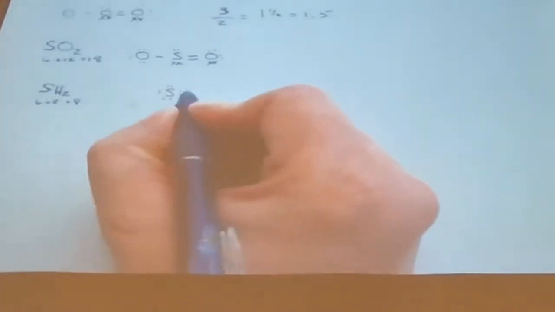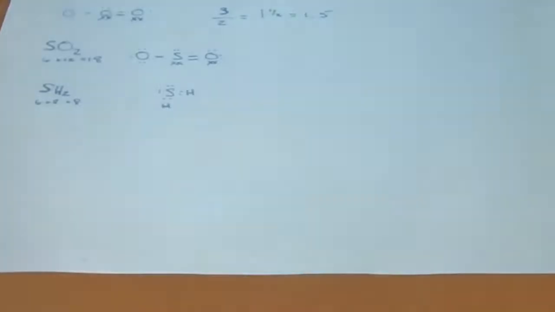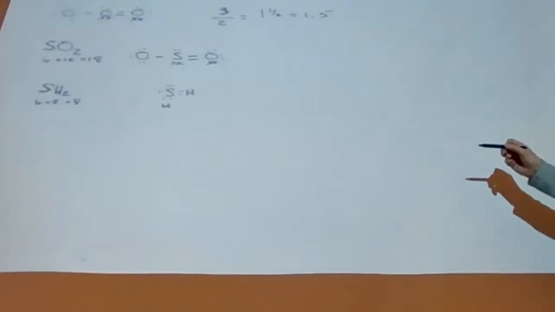Now if I have SH2, this is a little bit like water. I have 6 electrons for sulfur and 2 for the hydrogens, a total of 8. My structure ends up looking something like this, or I could have the hydrogens off to the side. Since hydrogen can't form multiple bonds, this is really the only way I can do this. So the first one, SO2, has resonance, just like ozone did. The second one doesn't have resonance. There's only one way to do that structure, a single bond to each of the hydrogens.